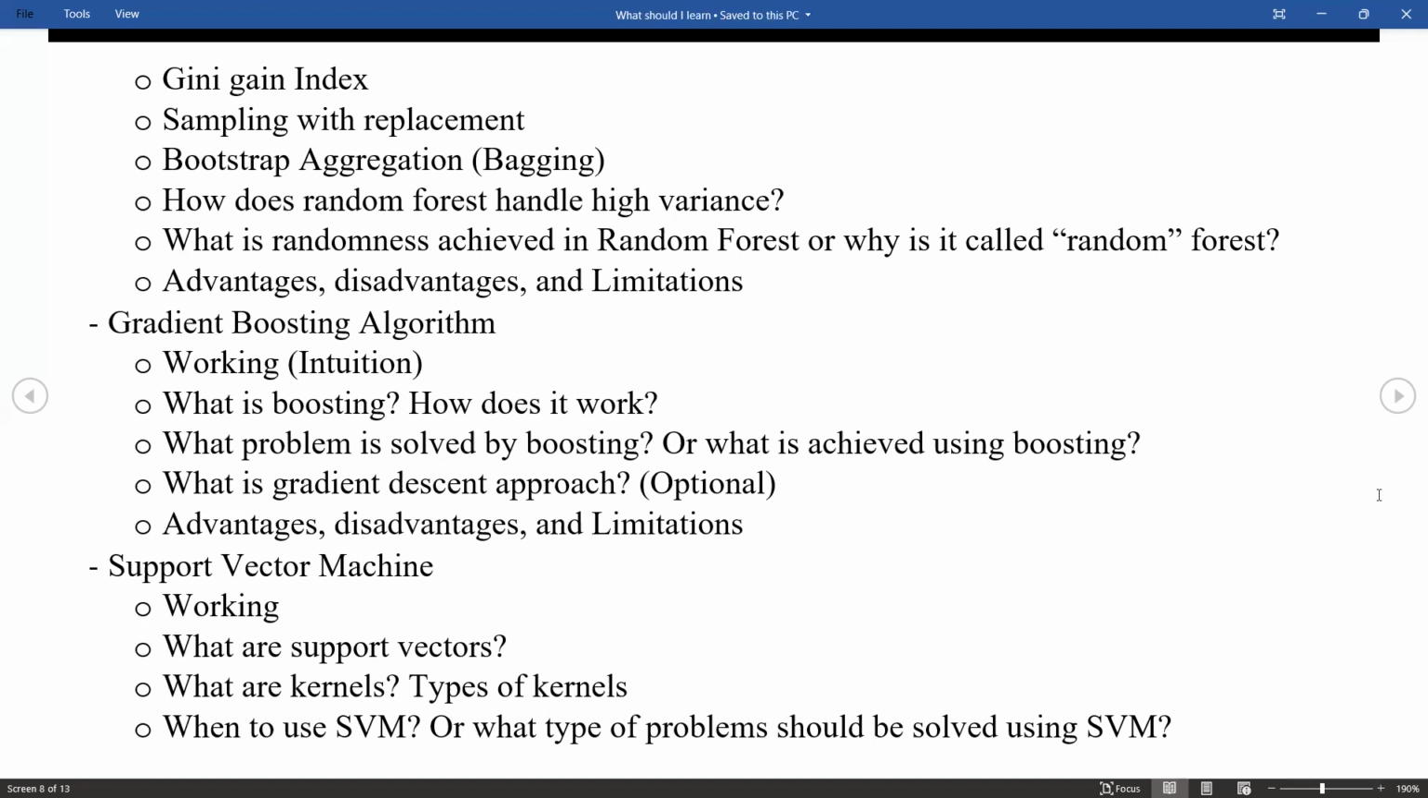Coming back to support vector machine, again the working of a support vector machine, how it works. What are support vectors in SVM? Why are they called support vectors? What do they do behind the scenes? If you can narrate that, well and good. What are kernels in SVM? Again, the kernel concept that we have in deep learning is taken from SVM. So what are kernels? What types of kernels do we have?